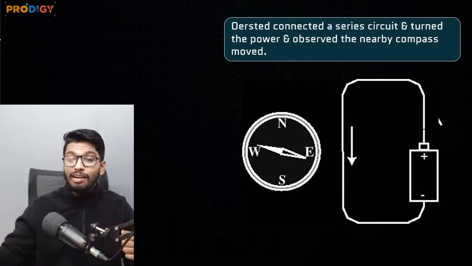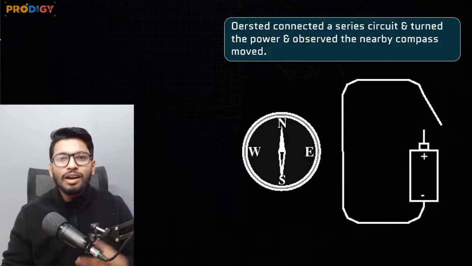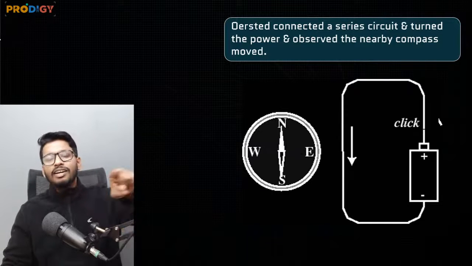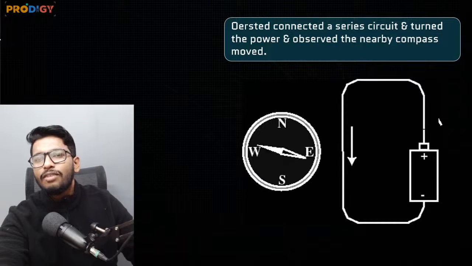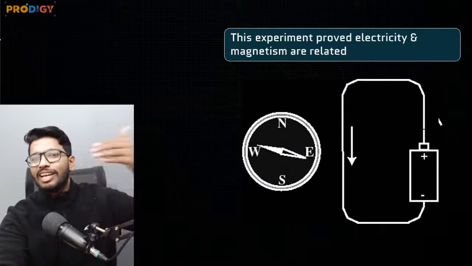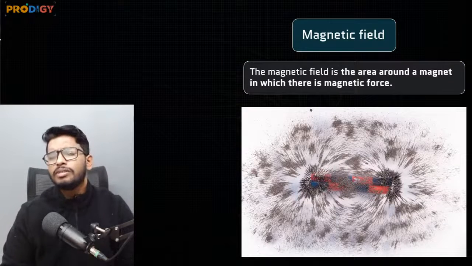Again, at that point of time, we had no idea about it. Oersted also had no idea about it. But accidentally, he saw that the needle inside the compass started deflecting, and that is how the discovery of electromagnetism, or the magnetic effect of electric current, came into existence. And since then, we've been doing a lot of experiments based on it.